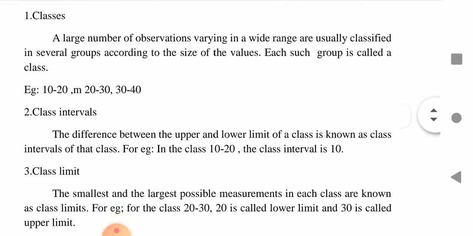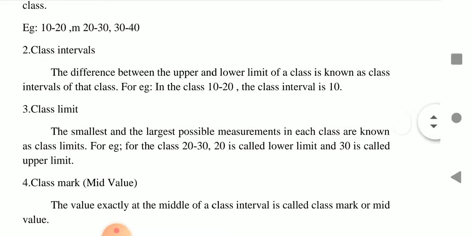The second component is class interval. The difference between the upper and lower limit of a class is known as the class interval. For example, in a class of 10 to 20, the class interval is 10. The upper limit is 20 and the lower limit is 10. The difference between these two is 10. That is known as the class interval.